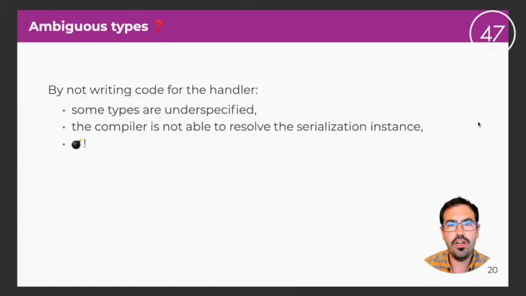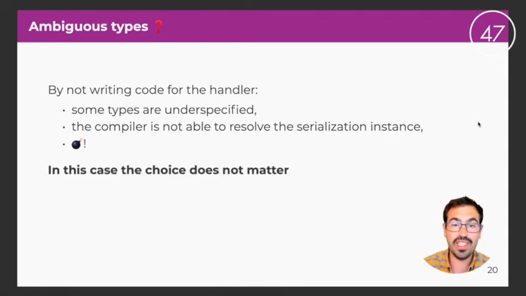Actually, what happens is that by not writing the code for the handler, by having undefined, some types are left underspecified, which means that the compiler is not able to resolve the correct instance, and boom, the compiler doesn't know which instance to choose, so it shows an error message. It's even worse that in this case, the choice actually doesn't matter because we have just undefined. If you ever call this, all you will get is an exception. So the choice does not matter, which of course does not hold in general. In general, this choice might matter, but it points out how by doing something which is common in Haskell and nobody expects to break, you actually have problems because of the type inference.